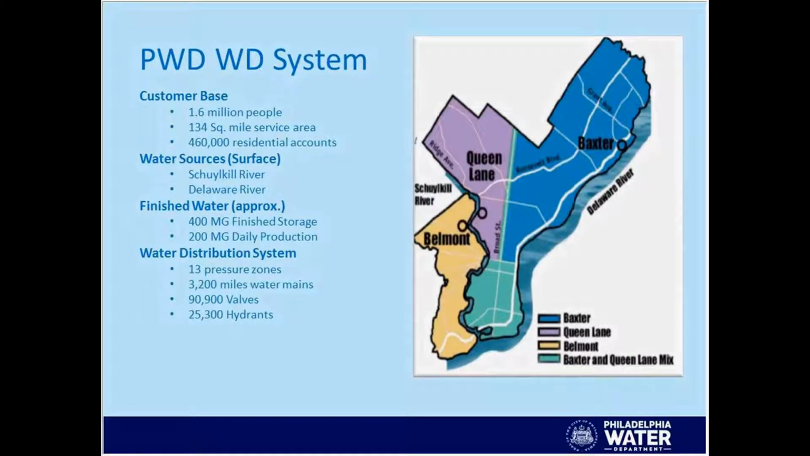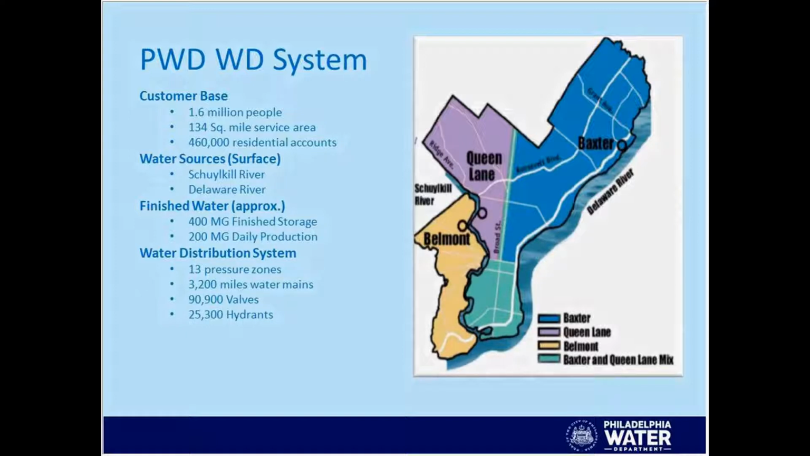So Philadelphia Water Department is a surface water utility. The map on the right shows the Delaware River on the far right and the Schuylkill River in the center. Our customer service base, we have approximately 1.6 million people, 134 square mile service area, and approximately 460,000 residential accounts. Our finished water, we have approximately 400 million gallons of finished storage, and our daily production is anywhere from 200 to 225 million gallons of daily production.